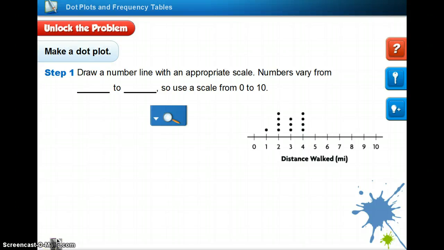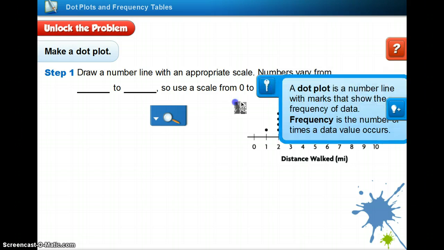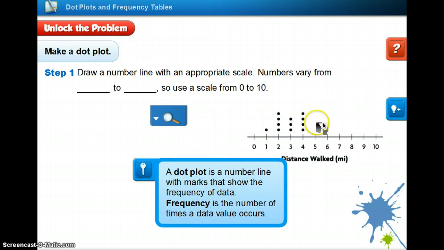In today's lesson, we're going to start making dot plots and frequency tables. Dot plots and frequency tables are used to find what value occurs the most often. So if we look at the definitions, a dot plot is a number line that marks the frequency. Frequency is the number of times data occurs. So make sure you highlight these definitions first.